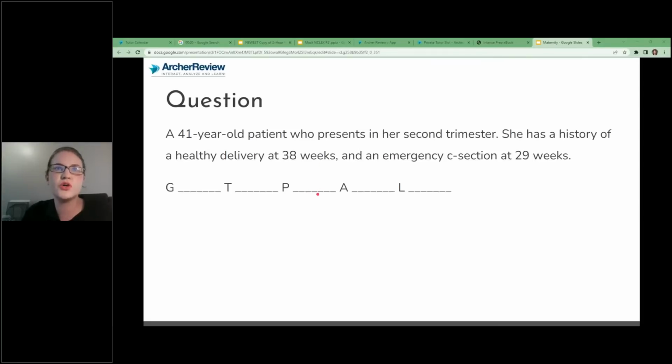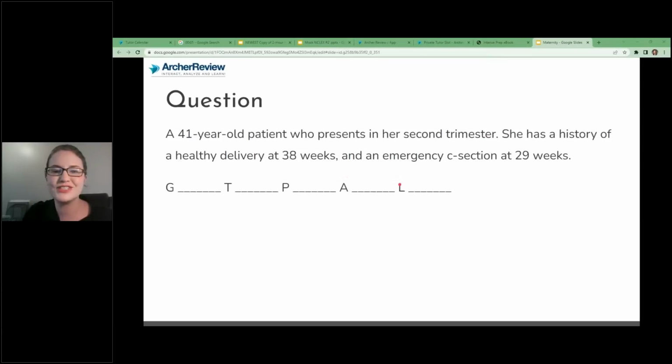Exactly. That would also be one. There's just the one at 29 weeks. Do we have anything for A? Any numbers that we give for A? Good. A would be 0 because no pregnancies ended before 20 weeks. They all ended after 20 weeks, so there wouldn't be any A's.